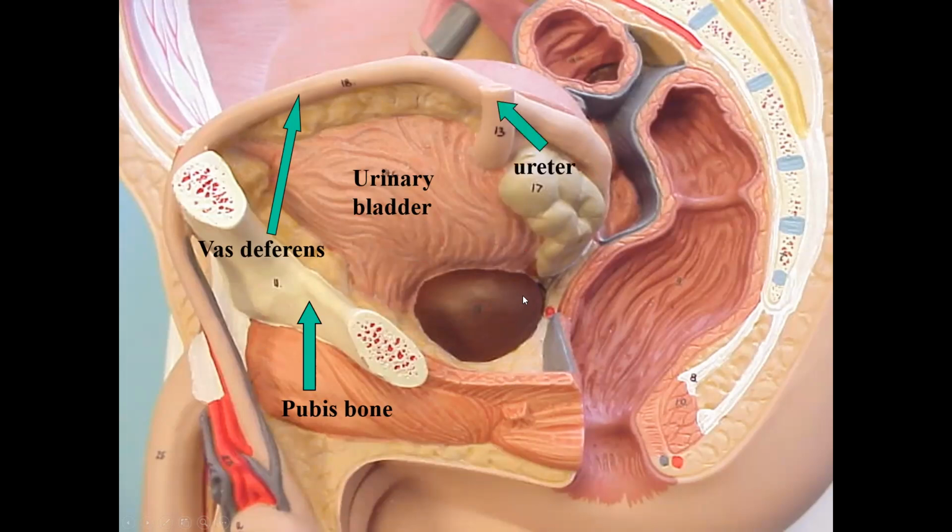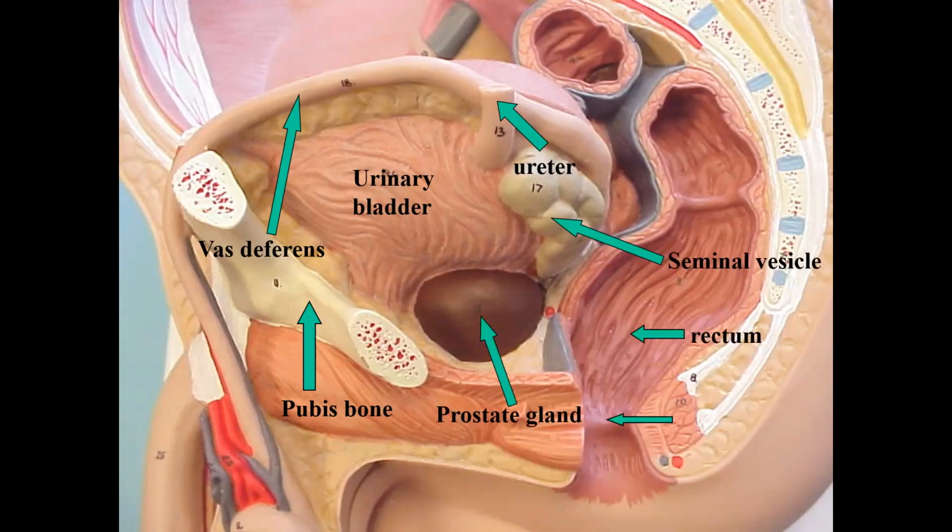Now that's one of the ureters. The ureters have been cut here to get them out of the way, but that's one of the ureters. Both ureters, one on either side of the urinary bladder. Seminal vesicle, prostate gland, rectum, and anus.